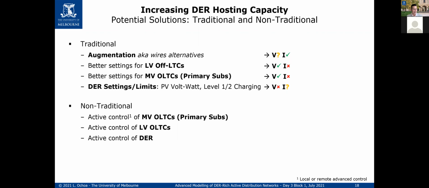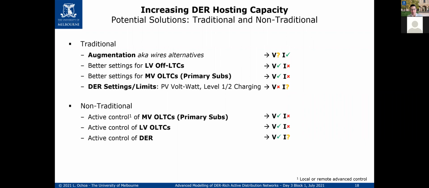Yes, there is an effect of voltage changes on the load, because our loads are a mix of constant impedance, constant current, and constant power, but still, it's really the voltages. On-load tap changers in the primary substation are about voltages, not asset congestion. What about the DER settings or limits? Well, sometimes it might be voltages, sometimes it might be currents. So it really depends on what it is. That should have been another question mark for voltages.